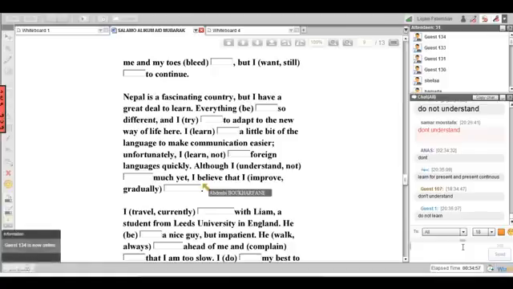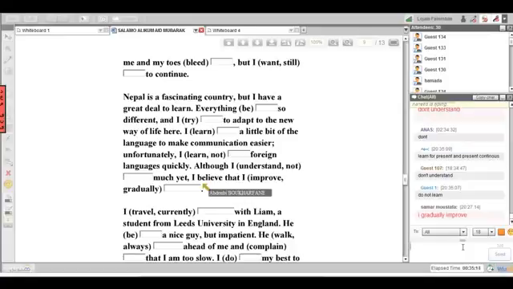Okay? This is it. I learn a little bit of the language to make communication easier because he tried to learn yesterday, he is trying to learn now, and he will try again in the future. This is an action that was done in the past, now in the present, and will continue in the future. Okay, so we shall use the simple present to make communication easier. Unfortunately, I learn not foreign language quickly.